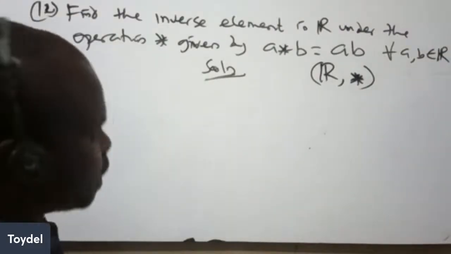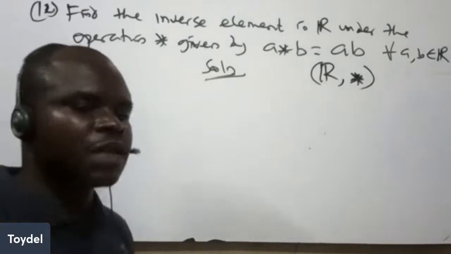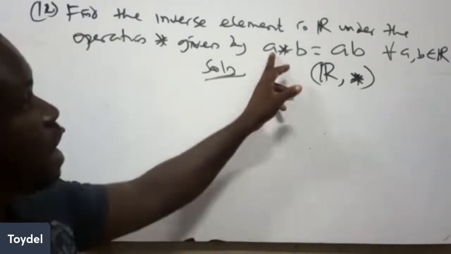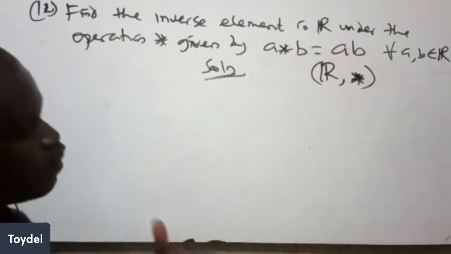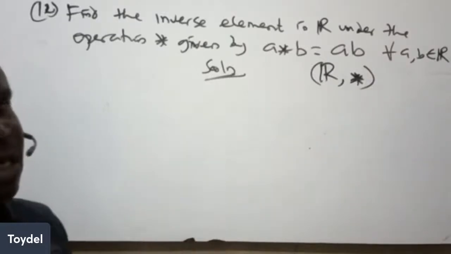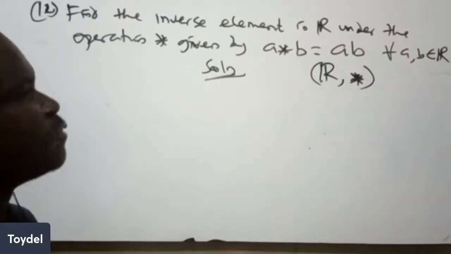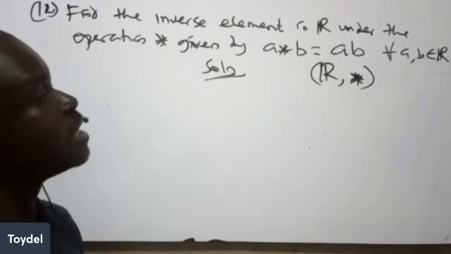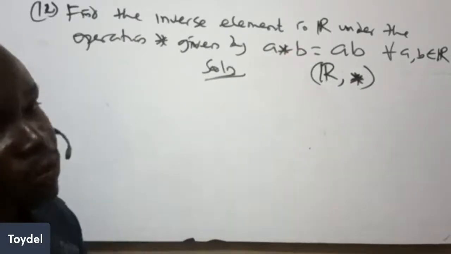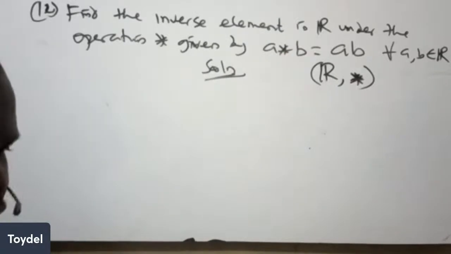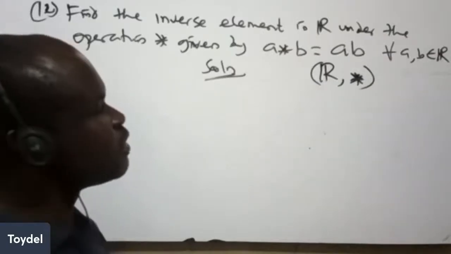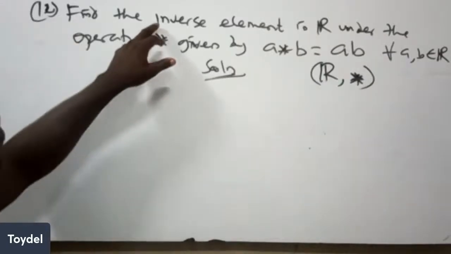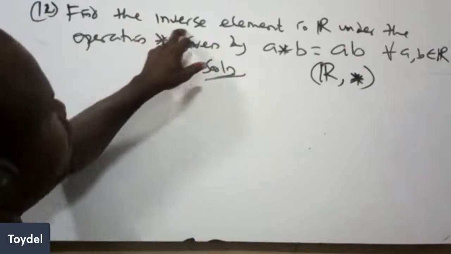Then we move from closure property to commutative property. Under commutative property, we just check that if you have A and B that belong to that set, A asterisk B, can it be equal to B asterisk A? If that is the case, then we say the operation is commutative. Then we move to associative. We have associative property, distributive property, before we now go to identity elements before inverse elements.